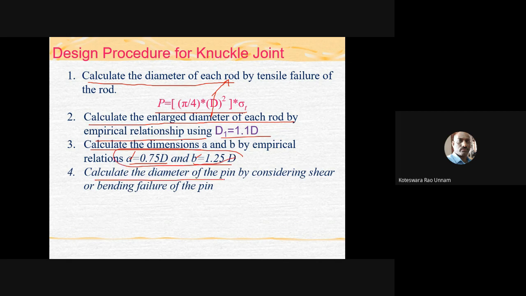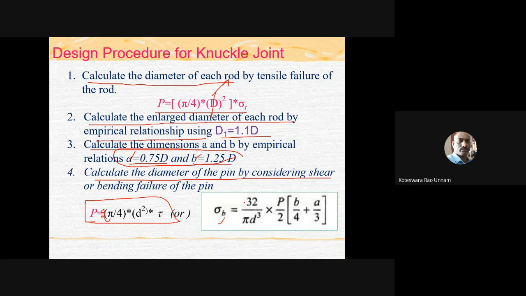Then calculate the diameter of the pin by considering the shear or bending failure of the pin. This is the equation you will get if you consider the shear failure of the pin. Of course, here 2 is there, I am missing it everywhere. 2 times 5 by 4 d square into tau. That is the equation for the shearing strength of the pin. Or if you consider bending, this is the equation. Either you can use this equation or this equation to find out the diameter.